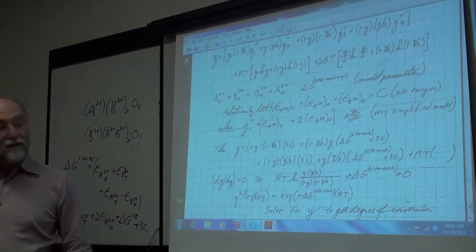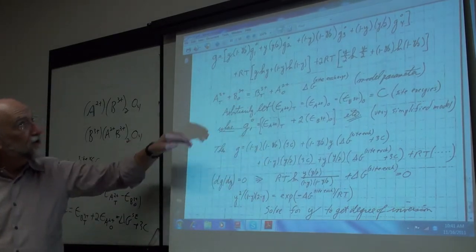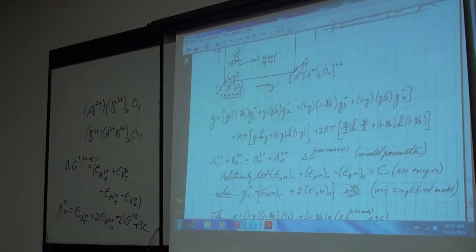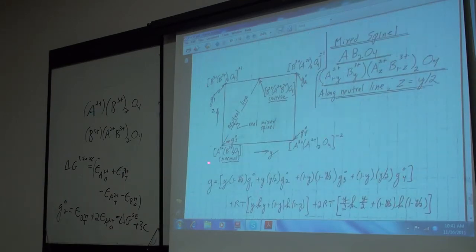which you can get out of the thermodynamic table. Okay, so then the constant C is adjusted in order to make the Gibbs energy of the system equal to the Gibbs energy of real Fe3O4. So you see you really have two parameters. You have the C parameter. Remember, this G03 is not the Gibbs energy of real Fe3O4. That's your hypothetical normal. This is your hypothetical inverse. The real mixed spinel is somewhere in here.